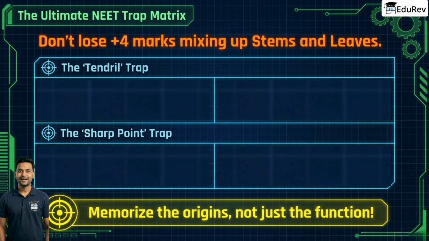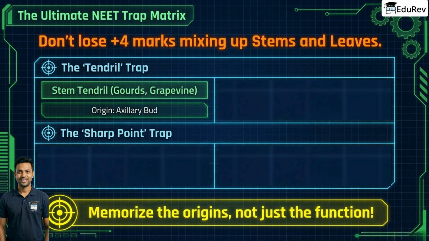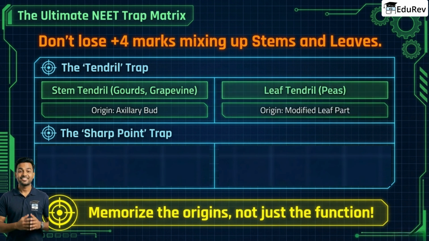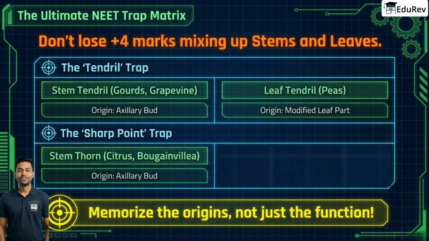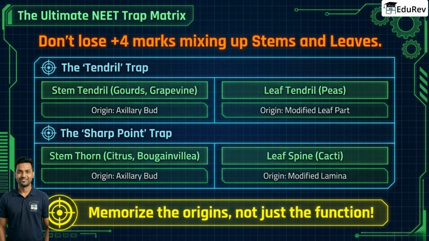This is the trap slide, and it deserves careful attention. Stem tendrils in gourds and grapevine arise from the axillary bud, while leaf tendrils in peas arise from a modified leaf part. Stem thorns in citrus and bougainvillea also come from axillary buds, whereas leaf spines in cacti come from the modified lamina. The real test is not what the structure does, but where it comes from. If you memorize origins instead of just functions, you avoid a huge number of mistakes.